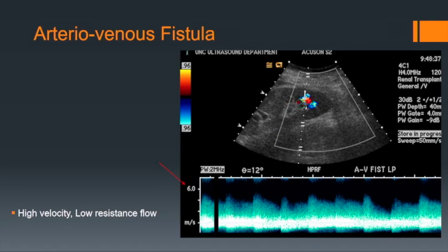Here is another example of an arteriovenous fistula, and in this patient we have the Doppler spectrum on the renal artery. You can see very high velocities in that renal artery branch, 6 meters per second, spectral broadening, and very high flow during diastole.